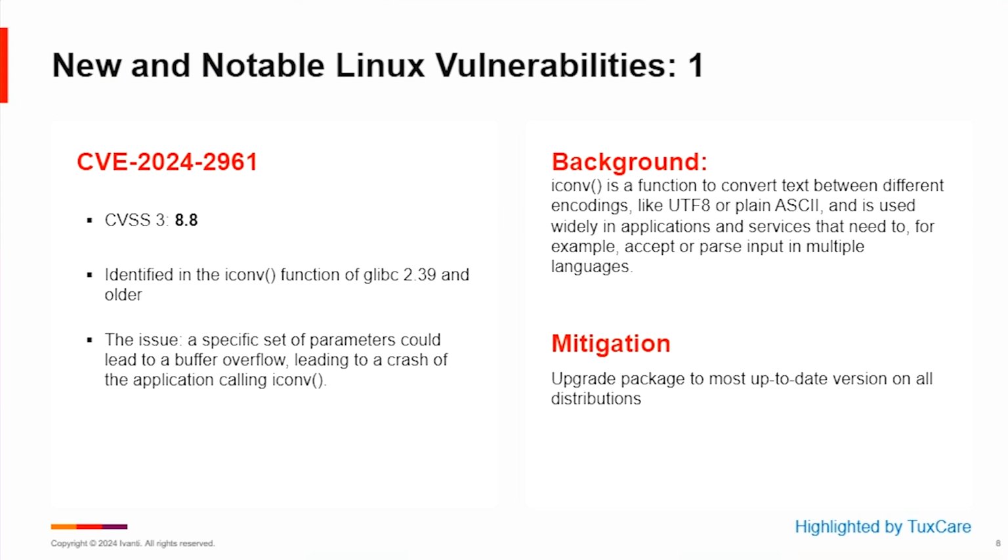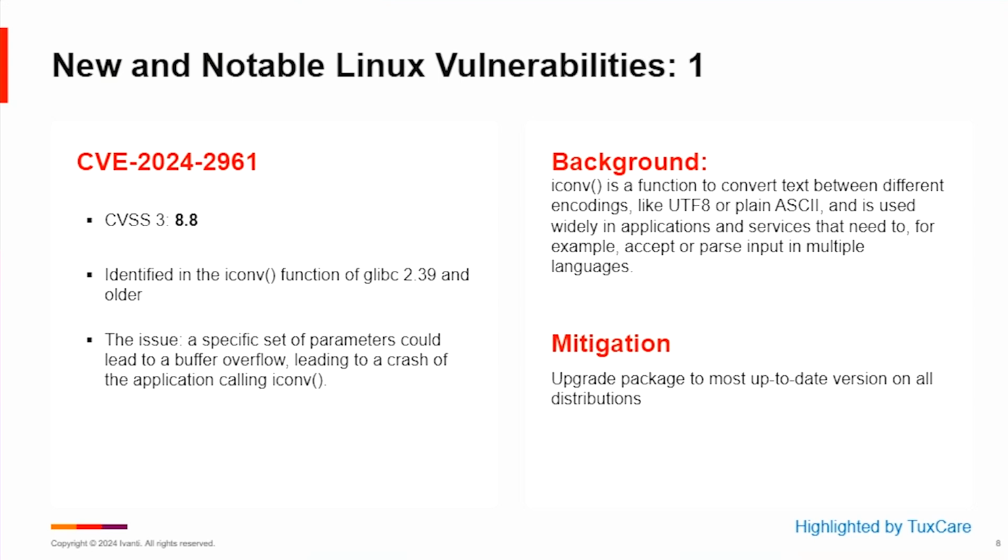The first is CVE-2024-2961. The iconv function is used to convert text between different encodings, like UTF-8 to ASCII. And it's used widely in applications and services on the Linux platform. The only mitigation possible here is to update to the most up-to-date version on all distributions of this component.